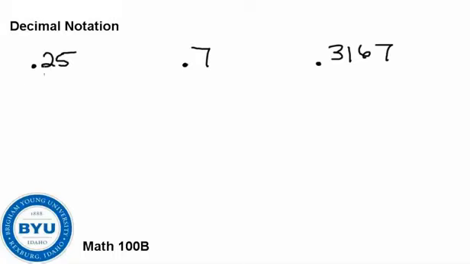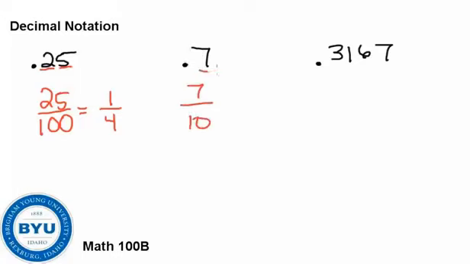So here I have 2 decimal places, so I'm going to write this as 25 over, and because there were 2 decimal places, I'm putting 2 zeros after the 1. We then could simplify this by dividing the top and the bottom by 25. That would leave me with 1/4. 0.25 as a fraction is 1/4. Let's take a look at this one. Here we just have 1 decimal place, so it would be 7/10. That's all you can do with that one.